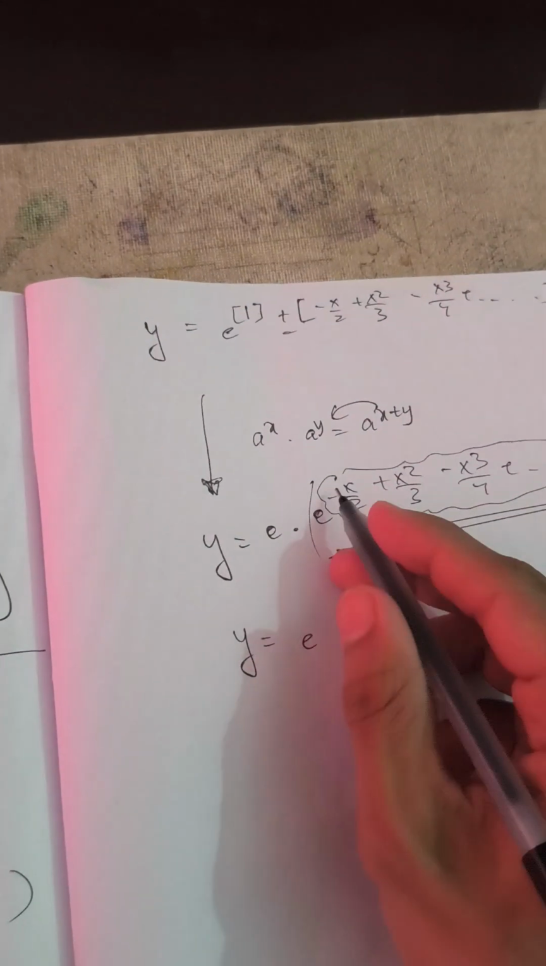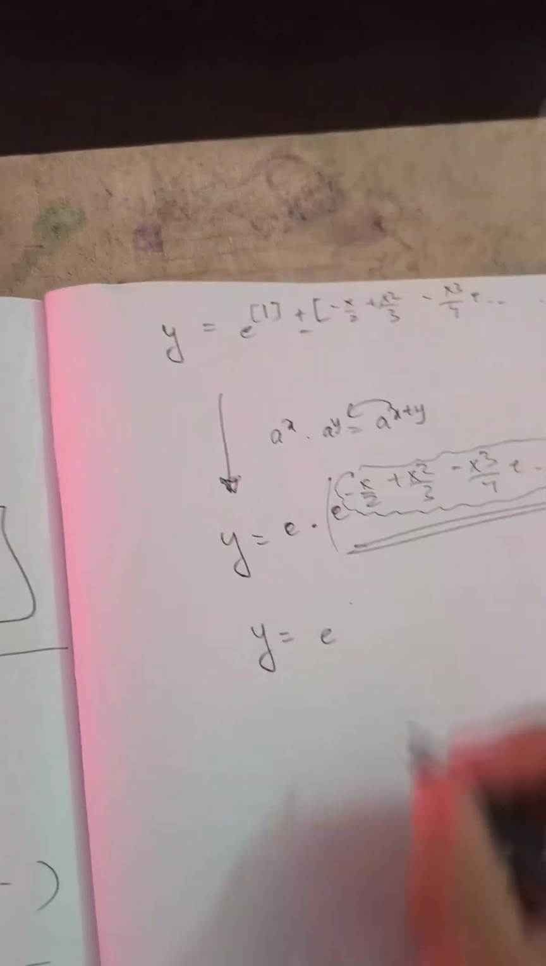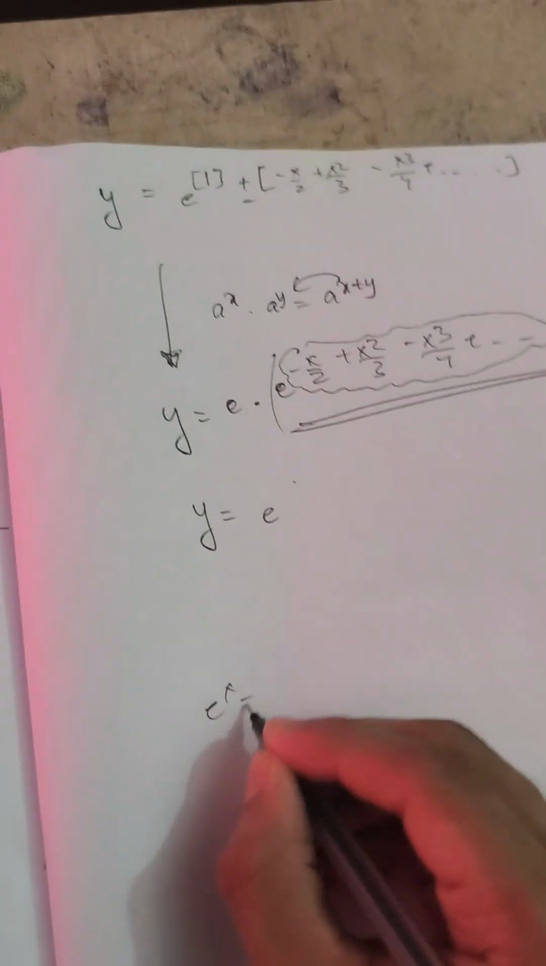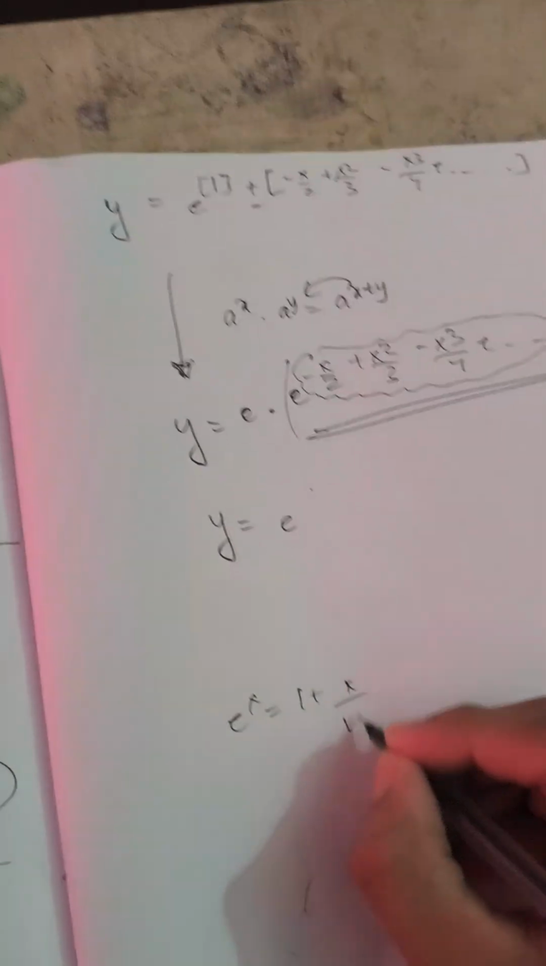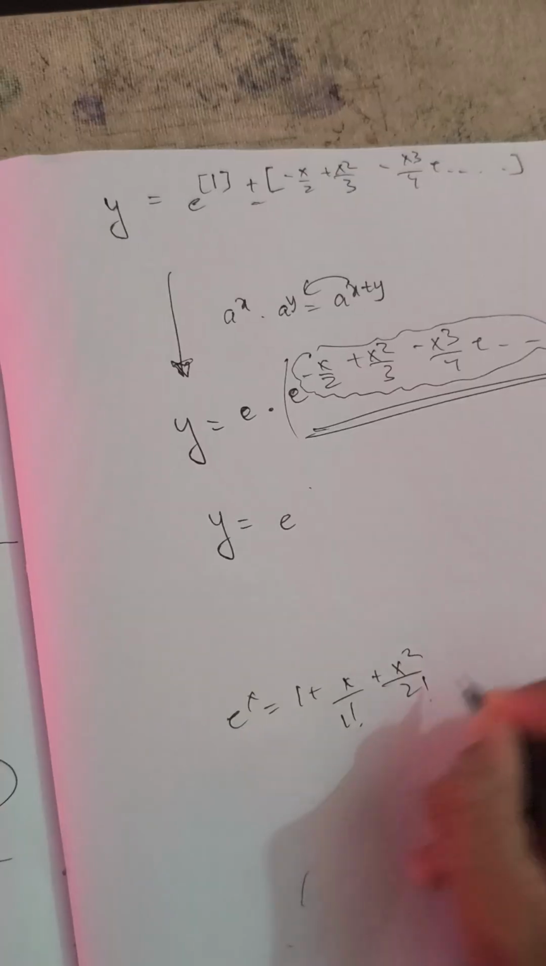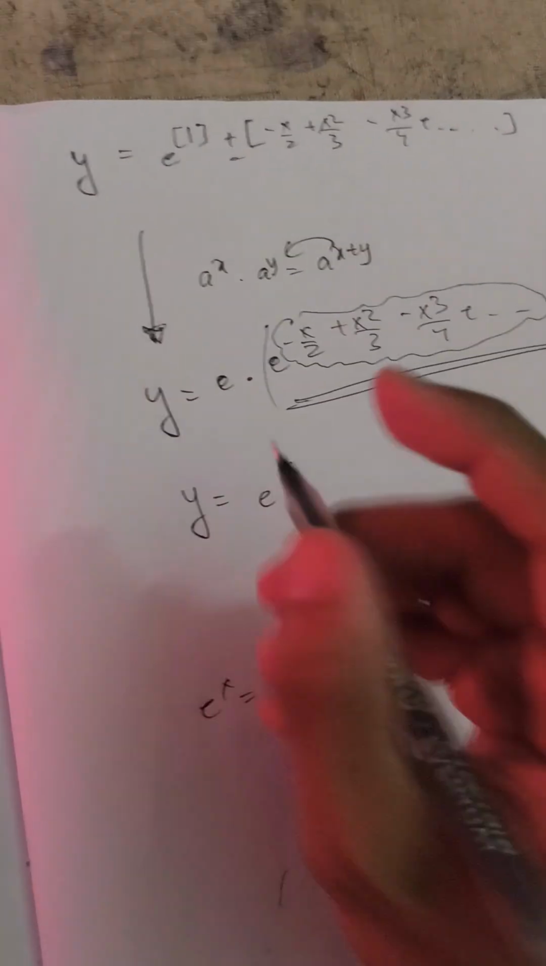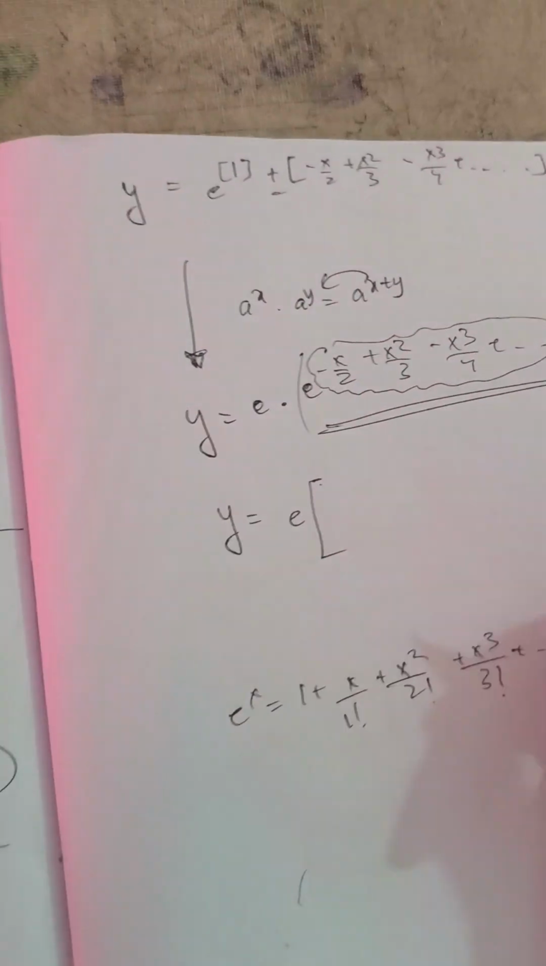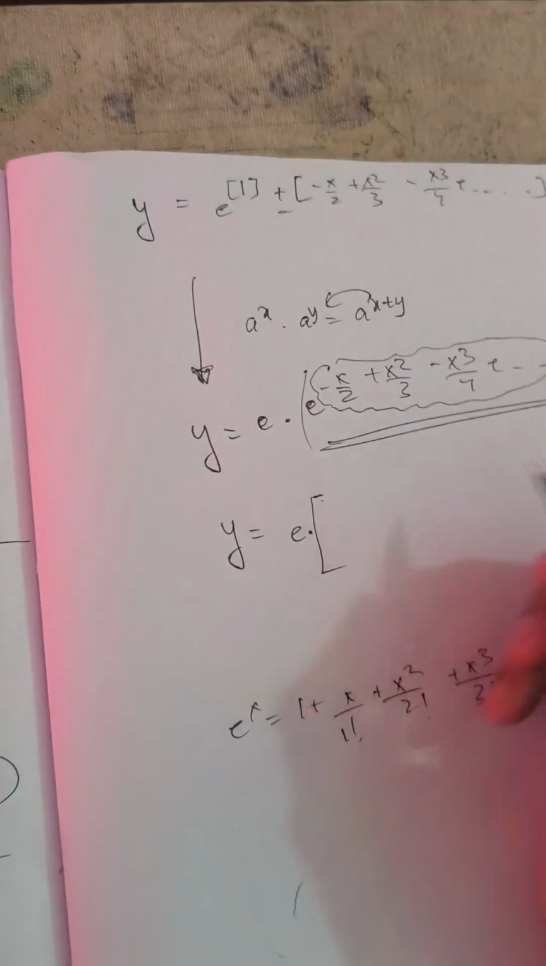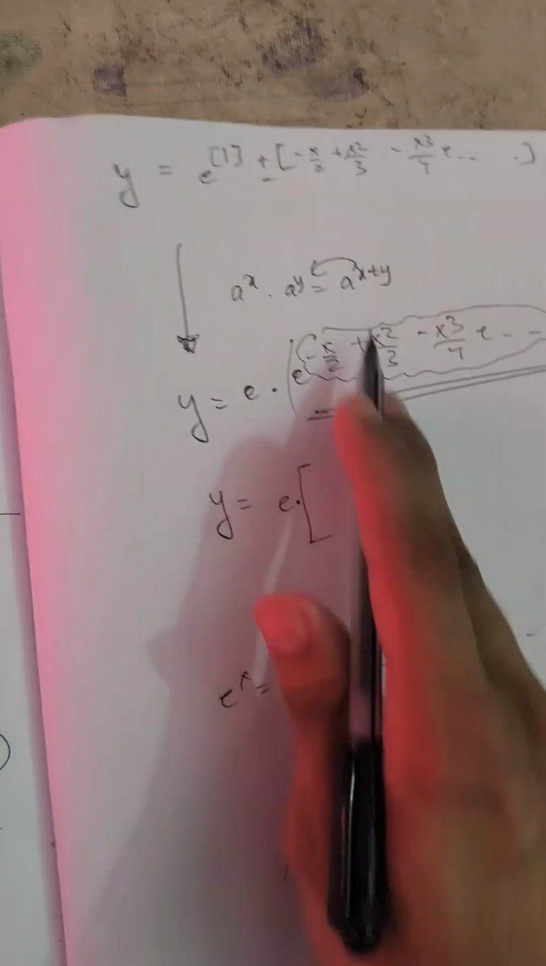So e, and this we know, I'm going to write it down here, e raised to x is 1 plus x by 1 factorial plus x squared by 2 factorial plus x cubed by 3 factorial, so on and so forth. So e here, and then multiply that with, instead of x, this series.